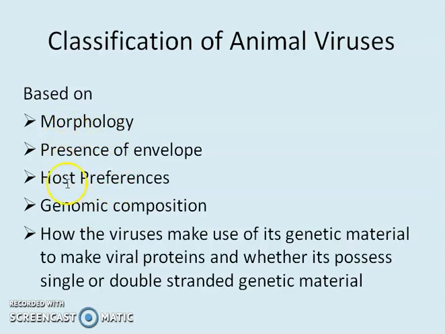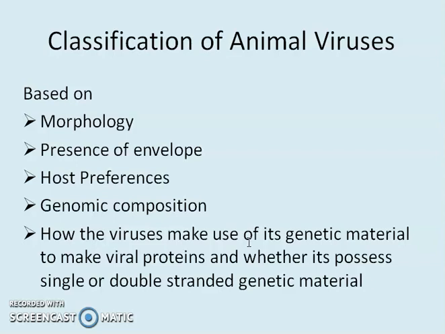This classification is actually an earlier method of classification. The correct or modern classification of viruses is based on how viruses make use of their genetic material to make viral proteins, their components, viral assembly, and whether they possess double-stranded genetic material. You know that viruses are not independent; they are dependent on the host cell.